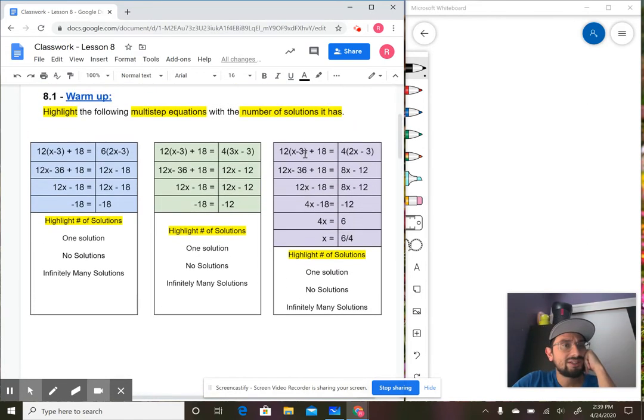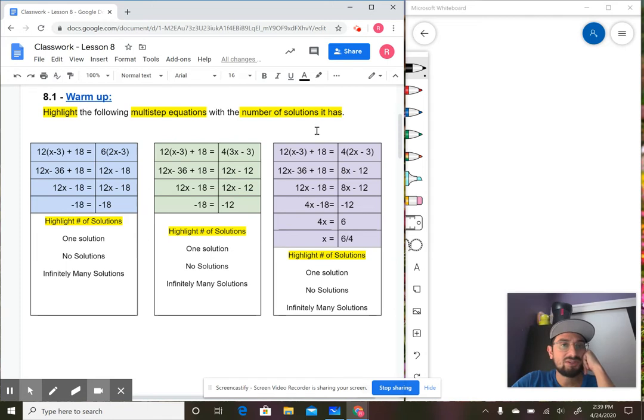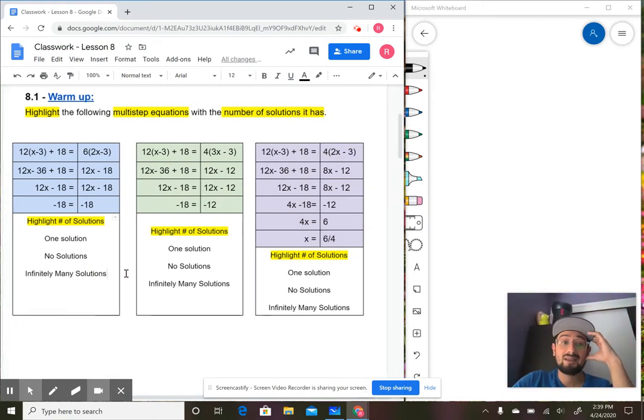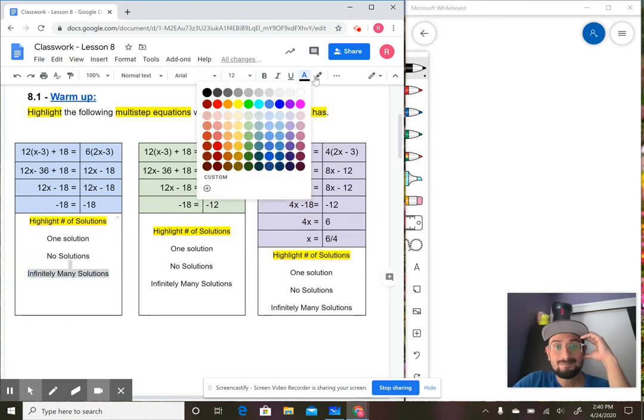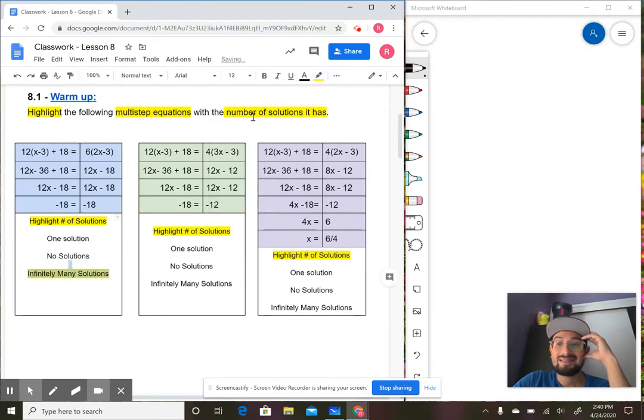And so now let's look at this one. Highlight the following multi-step equations with the number of solutions it has. So you can see that this person has worked out some problems. They multiplied, they did the distributive property, they combined like terms, they moved over the 12 on both sides, and now you're left with -18 equals -18, which is the same thing on both sides. So therefore, it is infinitely many solutions. They are parallel lines that are the exact same line, so they are on top of each other at all times.